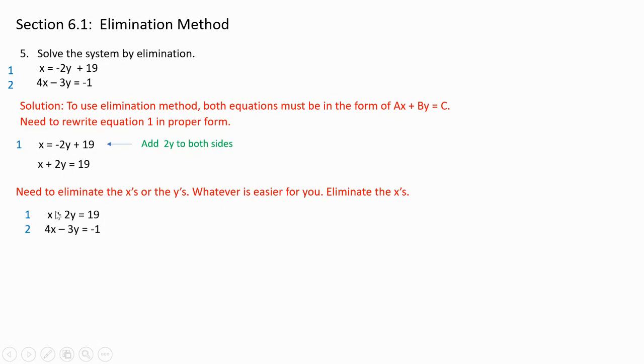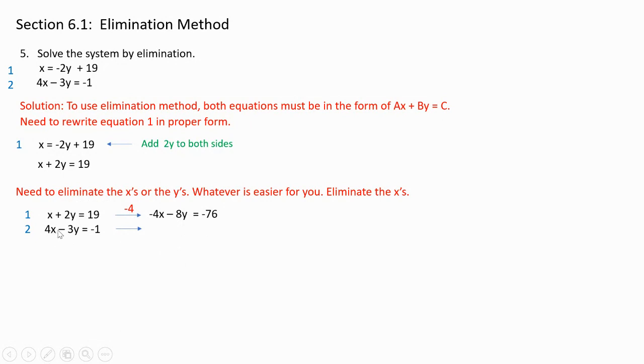It's easier to get rid of the x's because there's a coefficient of 1. So in order to cancel the x's, this must be negative 4x. So I'm going to multiply the whole equation by negative 4. Okay, so if we do that, it's going to give us negative 4x minus 8y equals negative 76, because I multiply negative 4 times every term, times x, times 2y, and times 19. That's what it gives us.